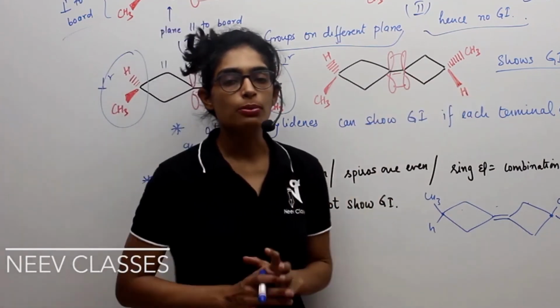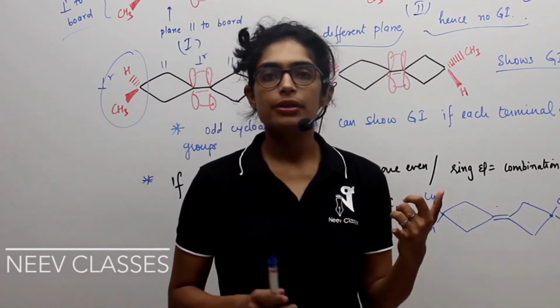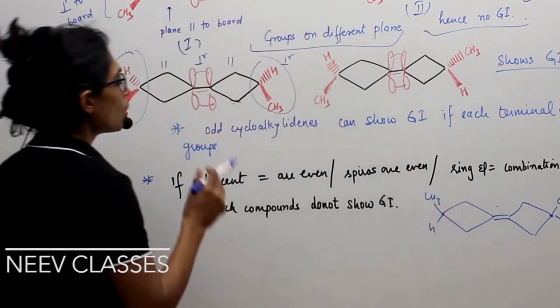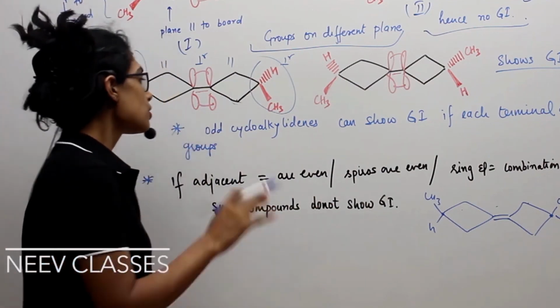So what is the common observation in cumulenes and spirenes and cycloalkylidenes? That odd ones tend to show GI and even ones do not show GI. So that is what I have mentioned.